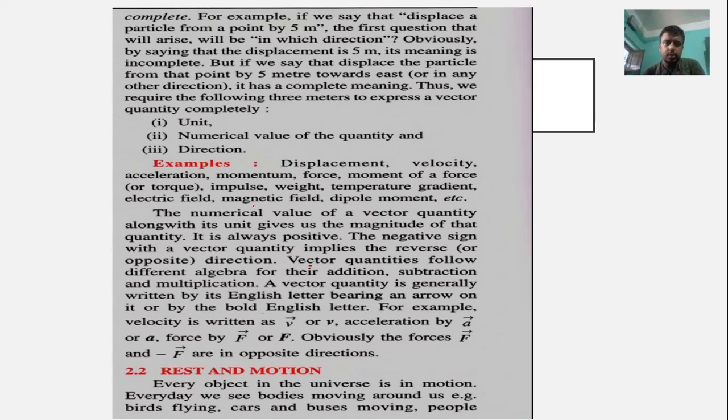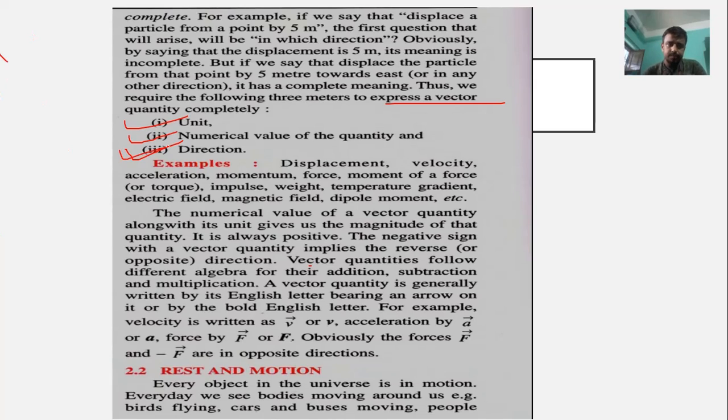We require 3 things to express a vector quantity. First is a unit, second is the numerical value, and third is the direction. In scalar quantities, we only saw unit and numerical value. As I told you earlier, a vector quantity is nothing but a scalar quantity with a direction. So the third point that we add is direction.